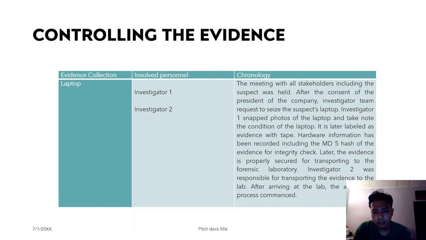The meeting with stakeholders, including the suspect, was held after the consent of the president of the company. The investigator team requested to seize the suspect's laptop and took note of its condition. It was later labeled as evidence with tape. Hardware information was also recorded, including the MD5 hash of the evidence. Then the evidence was properly secured for transport to the forensic laboratory. Investigator 2 was also responsible for transporting the evidence to the lab. After it arrived at the lab, the acquisition process began.